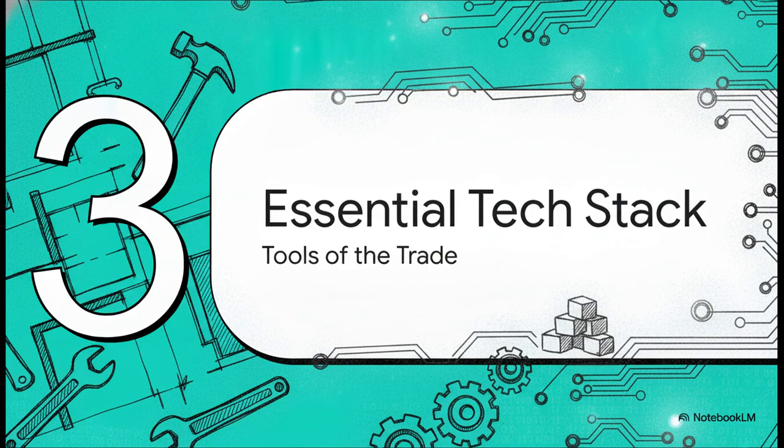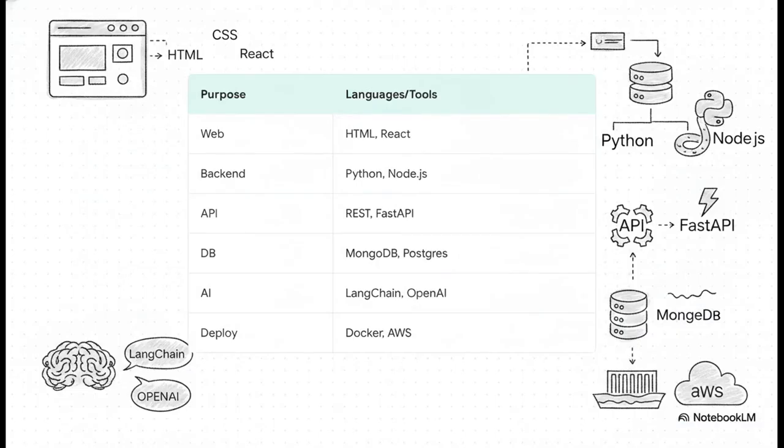So we've got our process down. Now for Section 3, the essential tech stack. Let's look at the actual tools of the trade. Now, the right materials are going to depend entirely on what you're trying to build. Think of this like your developer hardware store. Building a web-based front end, you're grabbing HTML, CSS, and React.